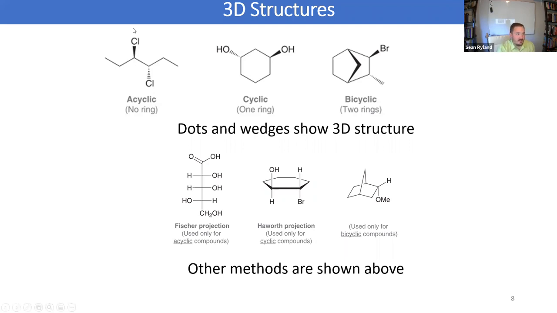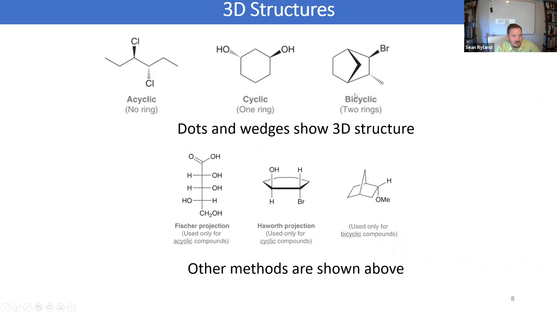So it's indicating that this chlorine is sticking out of the screen at this point. And the dotted wedges are made to show the exact opposite. The dots mean that it's moving away from you. And frequently you will actually see them drawn the other way, where it looks like the bond is getting smaller as it's moving away from you, but it's really just whether it's dots or solid that shows that 3D structure.